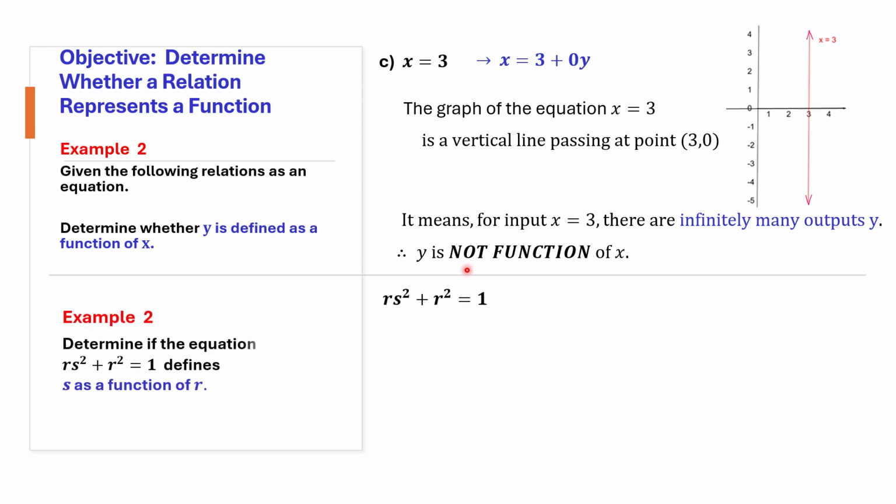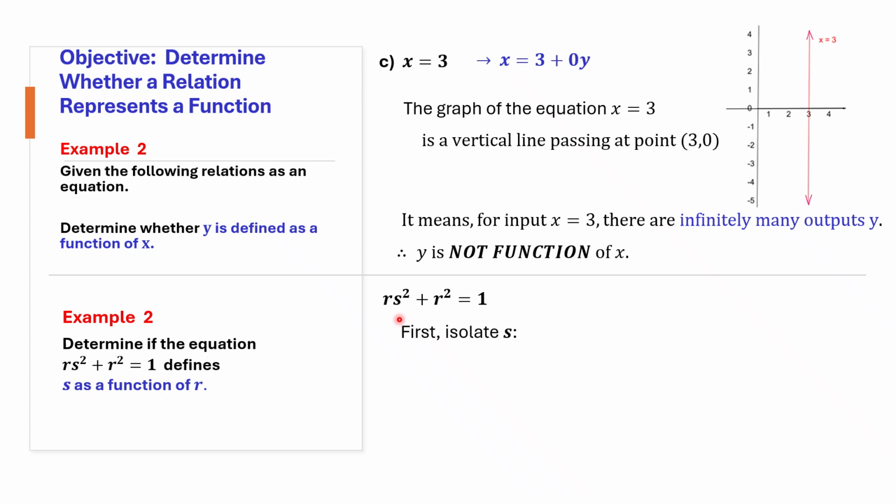For the next example, we have to determine if the equation r s squared plus r squared equal to 1 defines s as a function of r. So this time, the equation is not given as x and y. The equation is given as r and s. So let's find out which is the input and output. Since we have function of r, s is the output. So first, we have to isolate the s because s is the output.